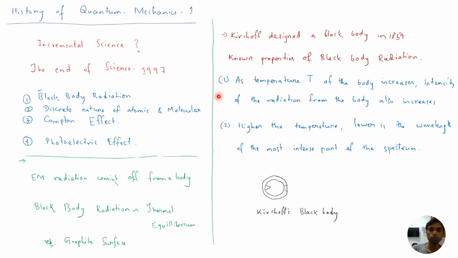There are two known properties. As we increase the temperature T of the body, the intensity of the radiation coming from the body also increases. The intensity means the energy per unit area per unit time. And the higher the temperature, the lower is the wavelength of the most intense part of the spectrum. We'll see in a while what this means.